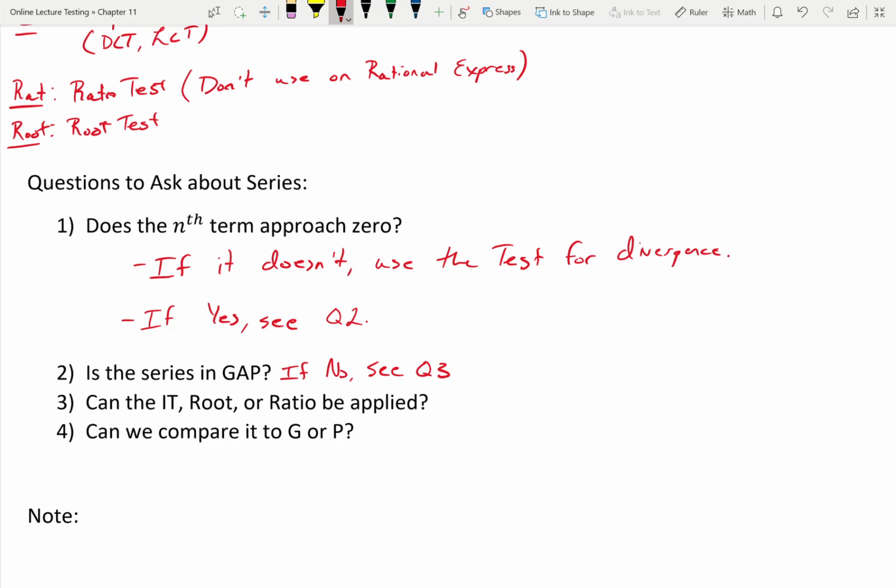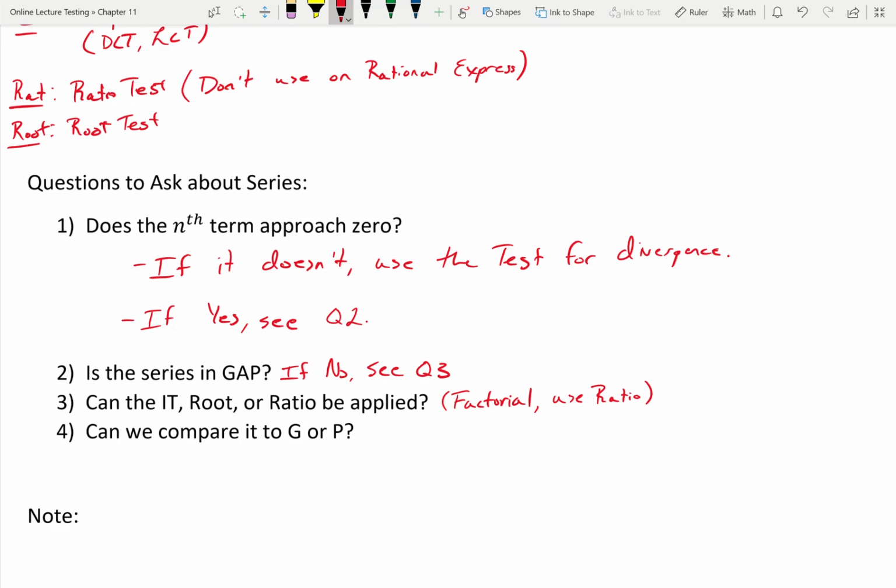All right, so if it's not in GAP, then can the integral test, so that's what the IT is, the root or the ratio test be applied? So first of all, is it a rational function? Then I'm not going to use the ratio test. One thing in here also to emphasize: if it does have a factorial, use ratio. That's a good key indicator in there. Okay, so if it has a factorial, use the ratio test on it, because that's the best application for that.